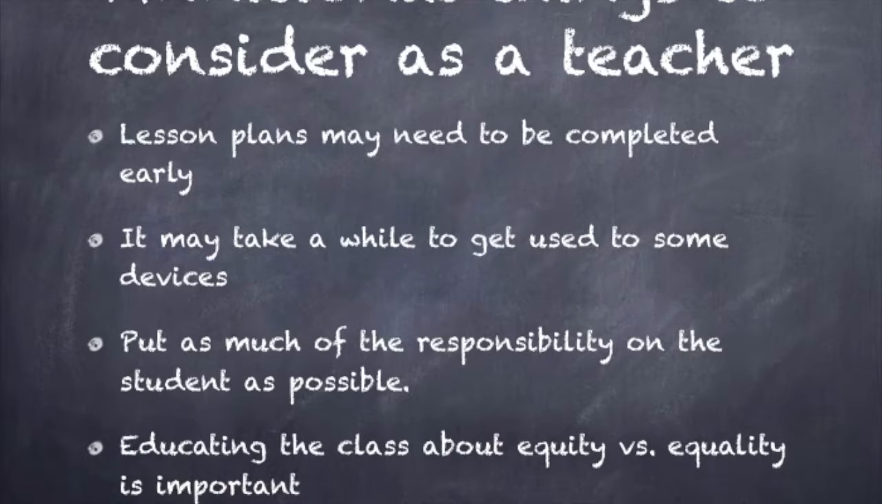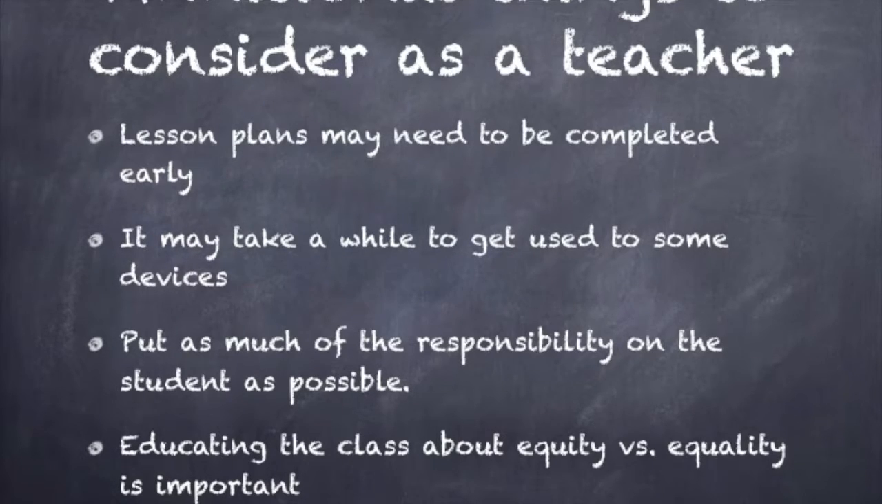The last thing I want to mention is the importance of teaching the entire class about equity versus equality, meaning that everybody gets the same thing or everybody gets what they need. So I always like to use the example of glasses. If I have glasses, I know that I need glasses to be able to see. Without them, I can't see. The person next to me might not need glasses because they see just fine, right?